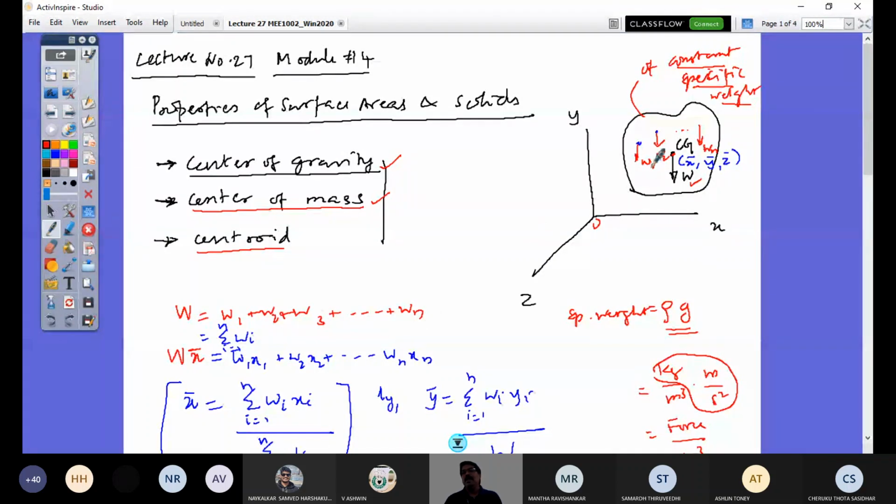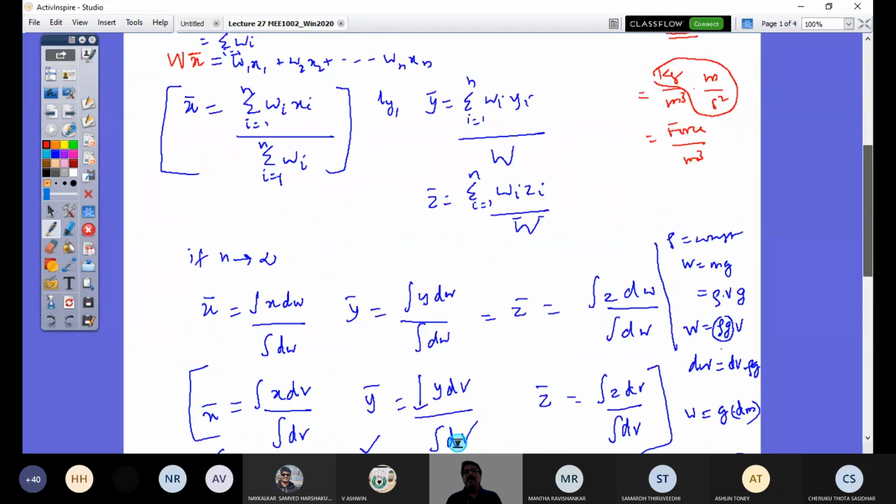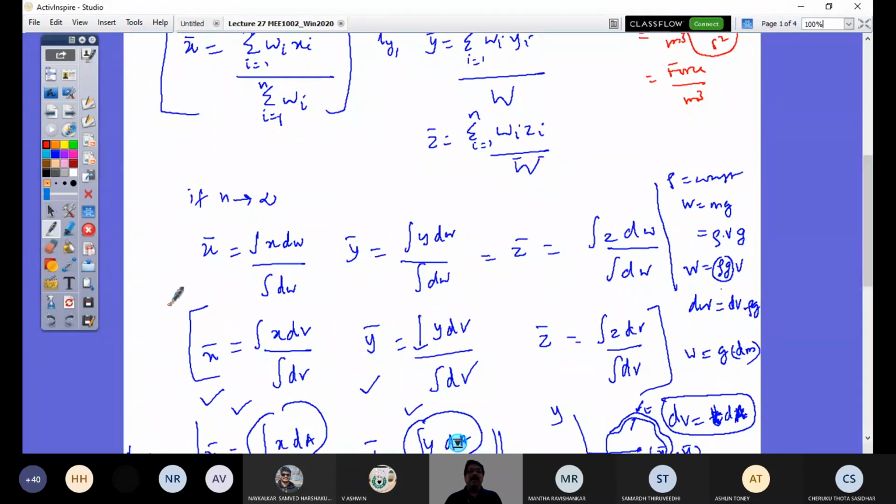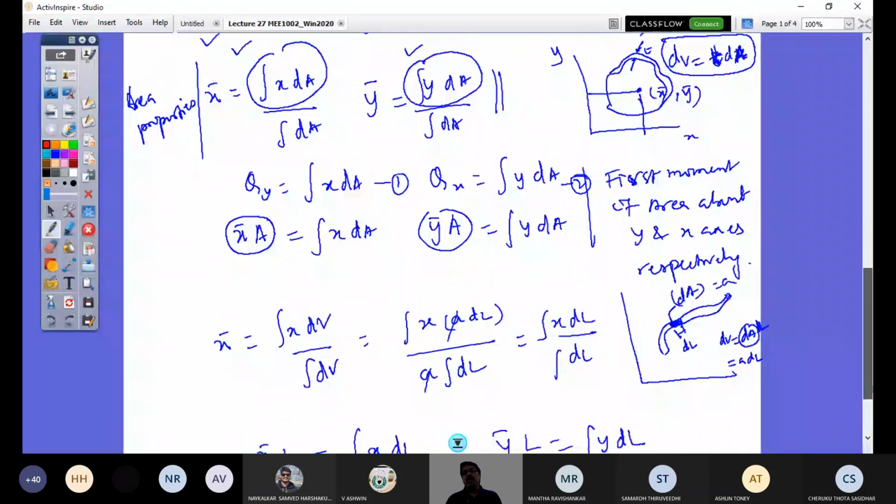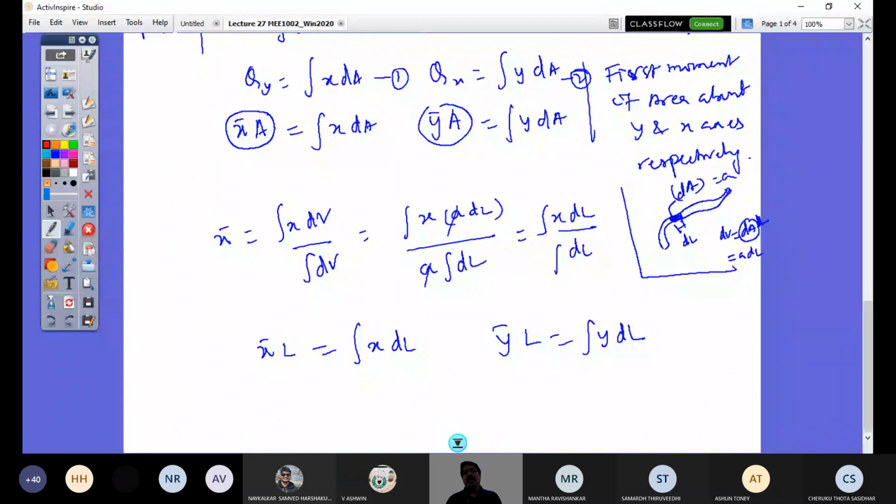So individual discretized weights W1, W2 up to Wn, their moments about the x-axis, y-axis, or z-axis are going to be the summation of the total weight moment about those respective axes. That's Varignon's theorem. So there can be three scalar equations defining x bar, y bar, z bar, which is the centroid of the rigid body, and that is what is changed to two scalar equations and one scalar equation, and so on, that we have seen.